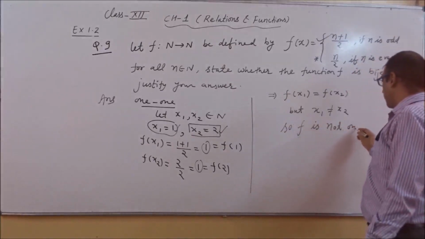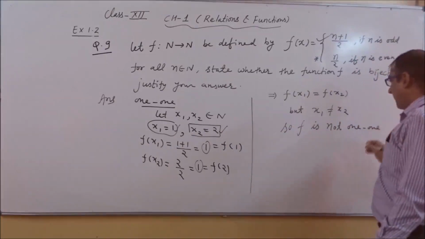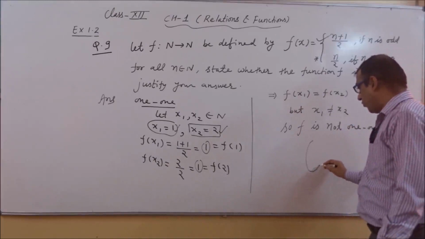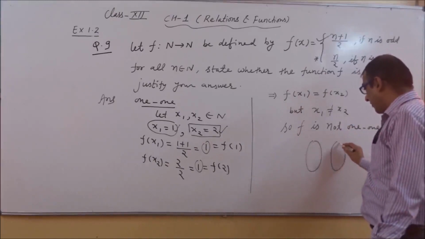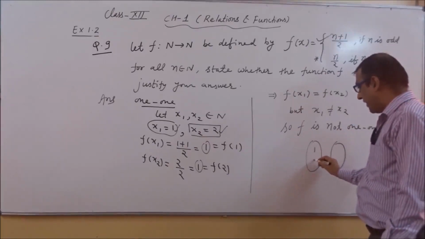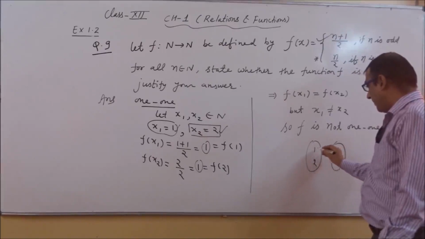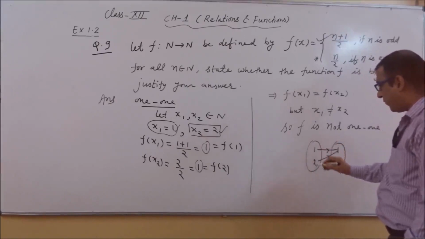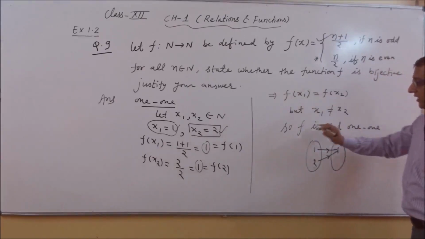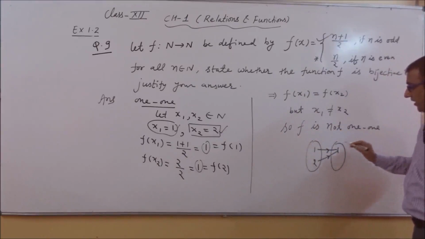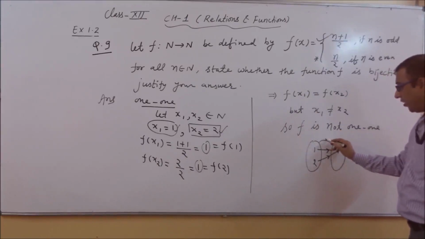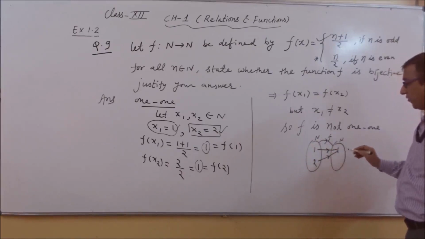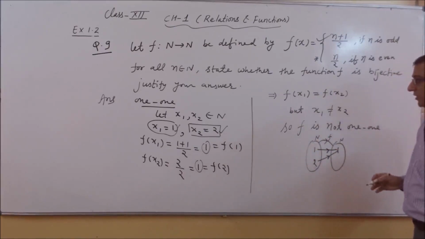not one-one here. And for more clarification, if we go with the arrow diagram, then also we can say this is 1 and 2 and this is 1. 1 is related with 1 and 2 is also related with 1. So with the help of this diagram also we can say this function is not one-one because this arrow diagram does not fulfill the condition of one-one. So this is also possible for such types of questions.